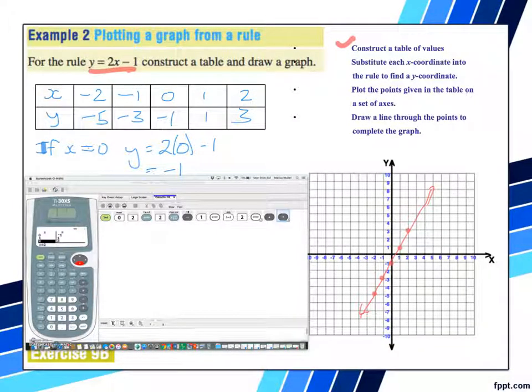What I need you to do is to go to exercise 9b and do the questions according to your timetable.